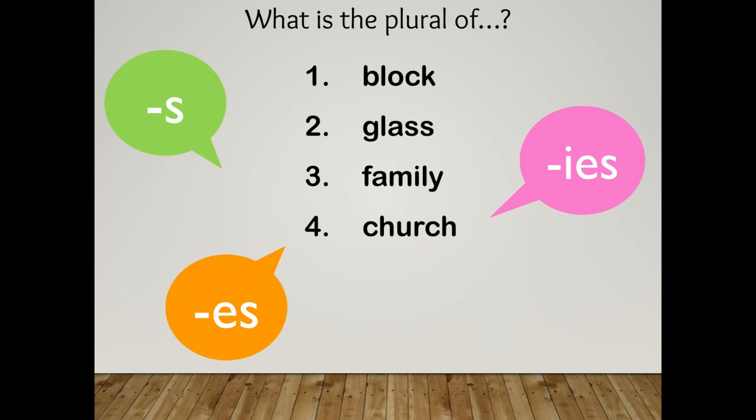Number 4, church. I go to church. I only go to one church. But in our area, we have lots of churches. How do I need to show that we have lots of churches in our area? Look, it ends in ch. What do I need to do?